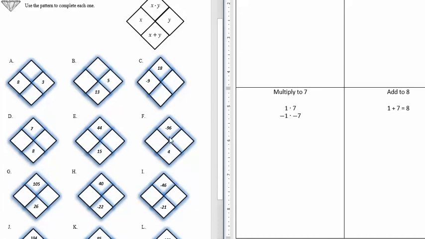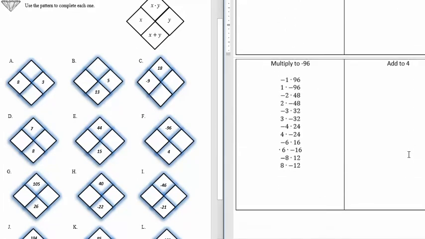So in example F here, we have negative 96. I'm going to leave you with this. Here is a list of all of the numbers that multiply to be negative 96. You're looking for which of those combinations add to give you 4.